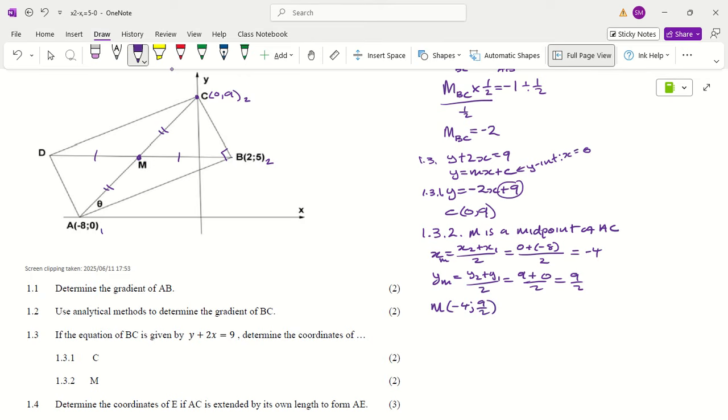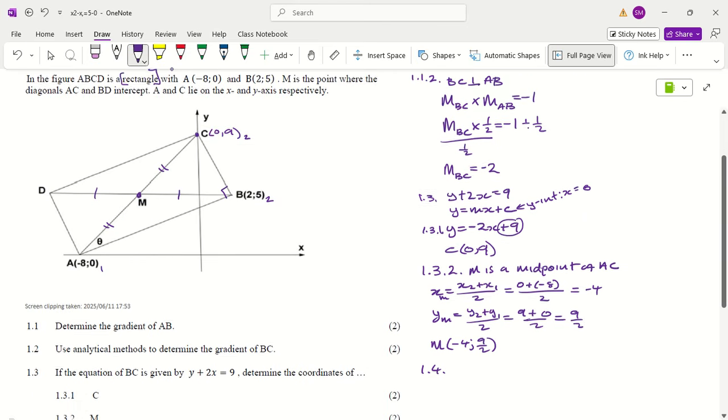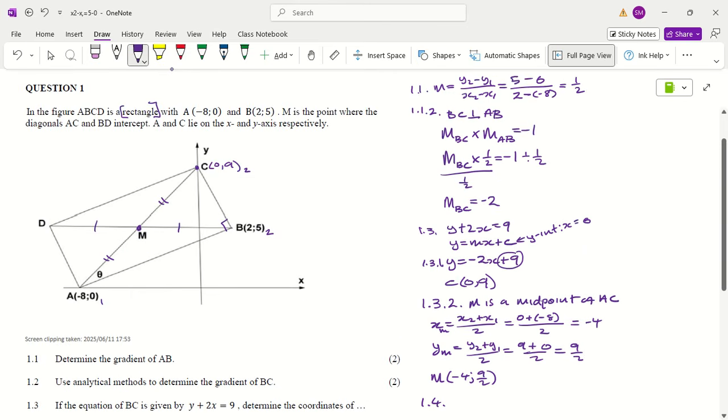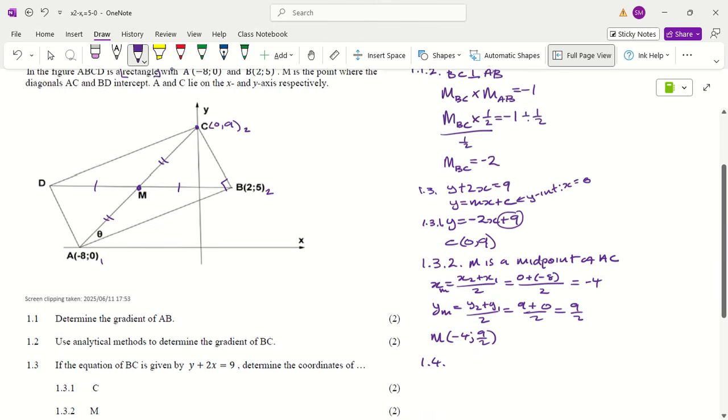Very simple there. And then for 1.4, it says determine the coordinates of E if AC is extended by its own length from A to E. So we need to extend AC by its own length from A to E.